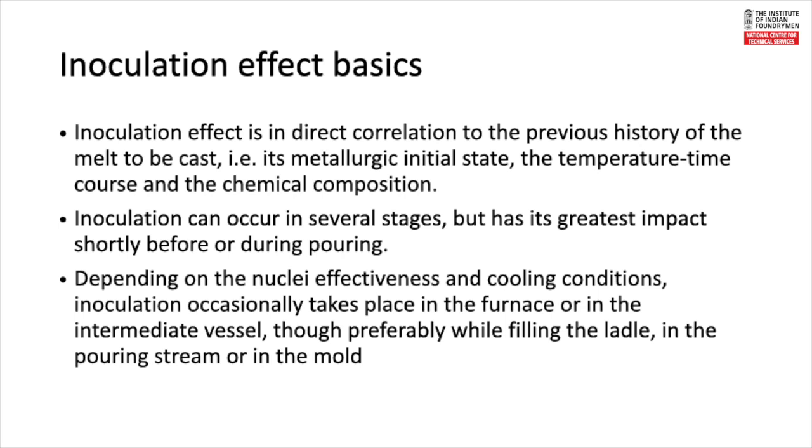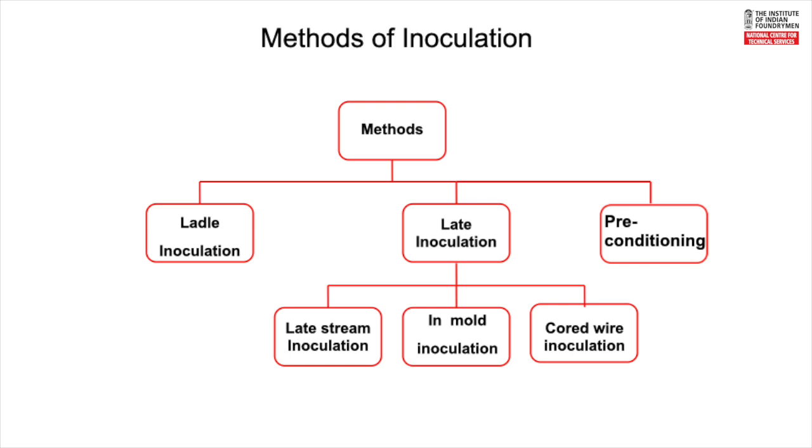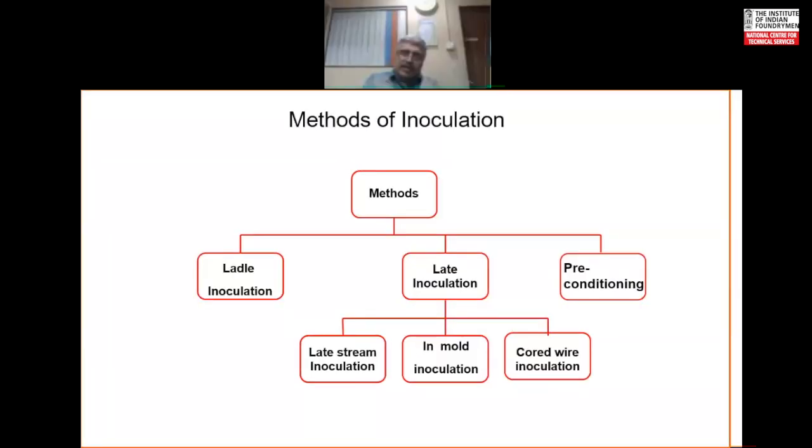or preferably during the pouring of the metal inside the mold. So we have ladle inoculation, we have preconditioning, that means you are adding your lumps. In this case, I am using my words carefully. It is much coarser inside the furnace itself. Or late nucleation, it can be either in the late stream, just as the metal is getting poured, or even later, which is inside the mold, or you are using cored wire inoculation. Again, instead of a stream, a powder flow is going, you are adding the metal powder, which is the inoculant powder, which is inside a cored wire.